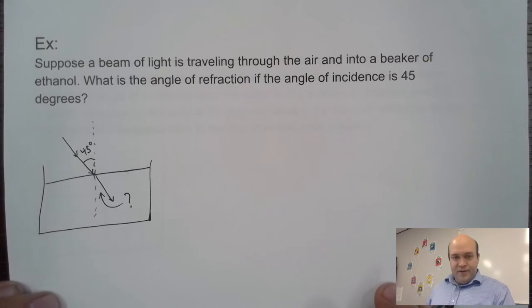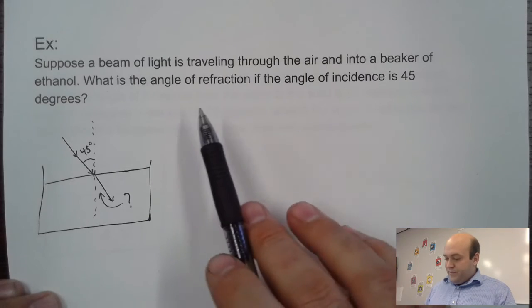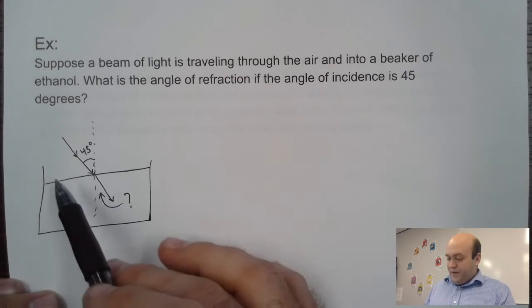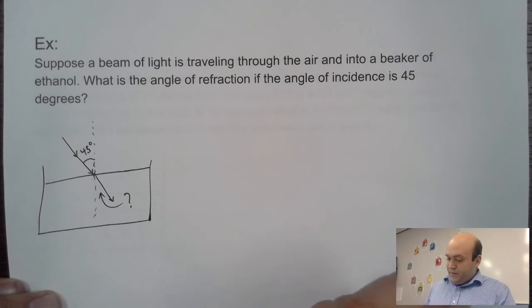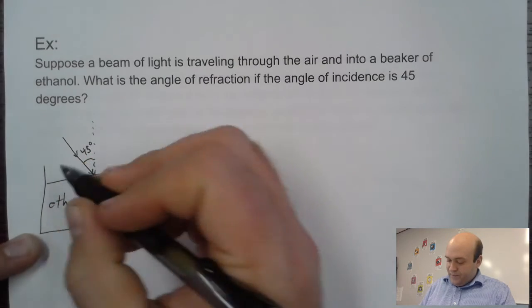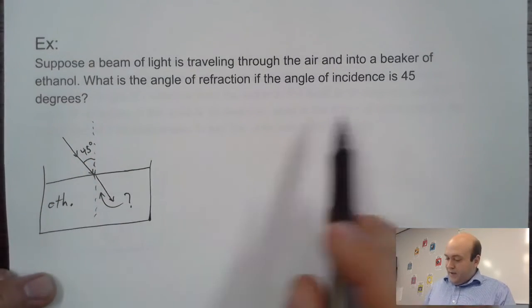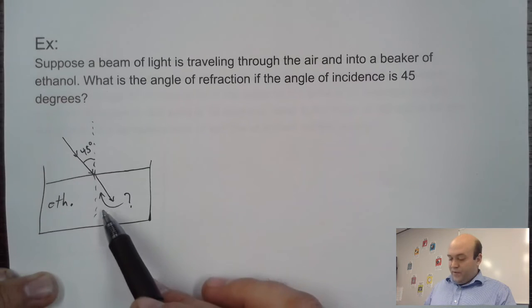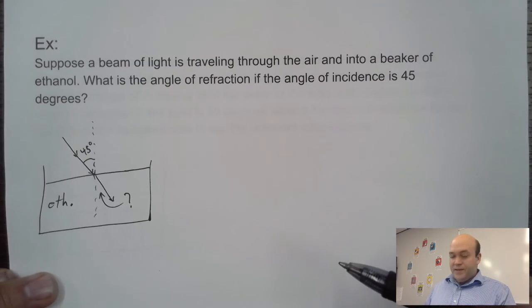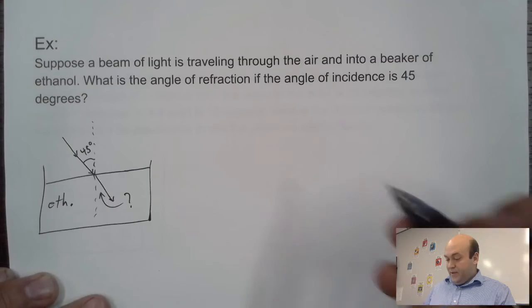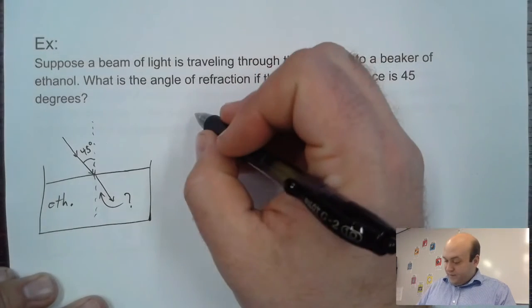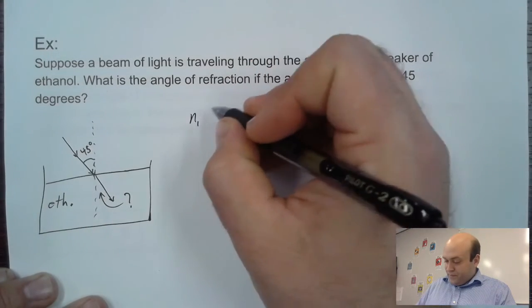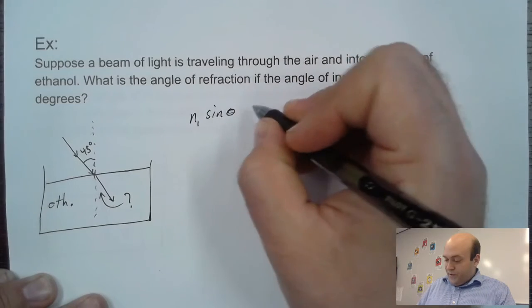Alright, so another example here, I've kind of got it drawn out. I've got a beam of light traveling through the air and into a beaker of ethanol. The angle of incidence is 45 degrees. We want to figure out what this angle of refraction is. So from the table, we can get these indices that we need and just fill into the formula.